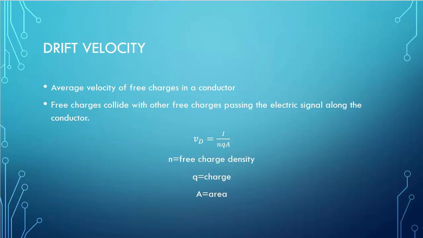And so when we're talking about charges that are moving, we have to talk a little bit about the drift velocity, which is a quantity that characterizes how fast those charges are moving. And so it's basically 1 over the free charge density, which is how many charges you have in a certain area, times the charge times the area.